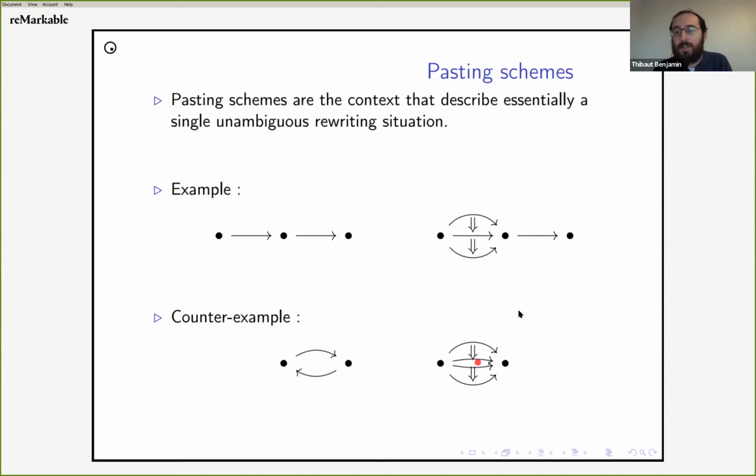And this one doesn't define the rewriting situation because there's a hole here, so you can jump from here to there. So these are the two obstructions actually that you'll find, whether there's a loop or whether there's a hole. And so the nice thing for us is that you can recognize algorithmically which contexts are pasting schemes. And that's very useful if you want to define it as a type theory, as a proof assistant, because then you can implement this algorithm to check whether a context is a pasting scheme or not. And I'll show you that in a bit.